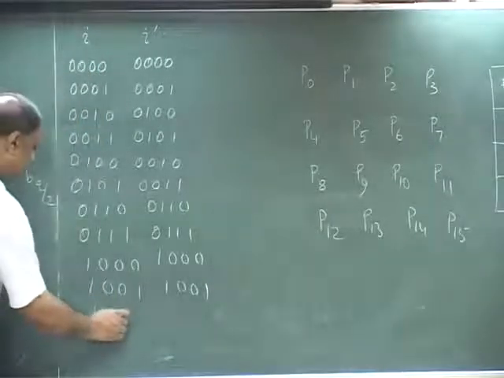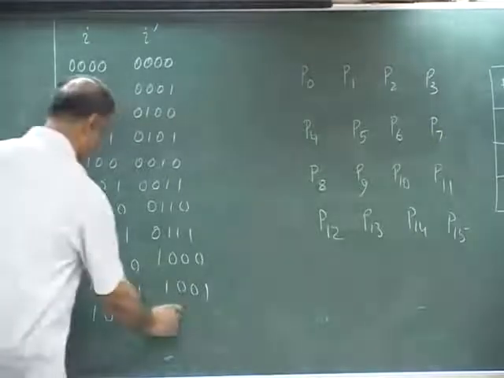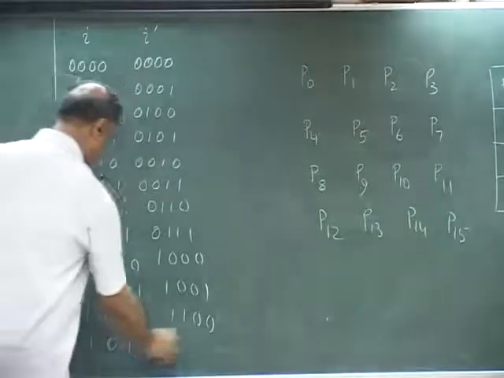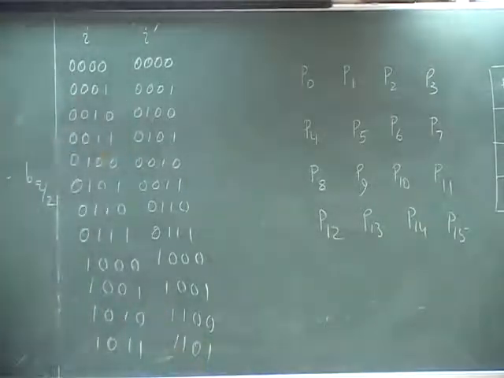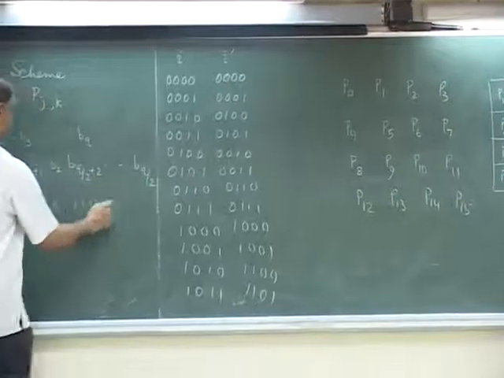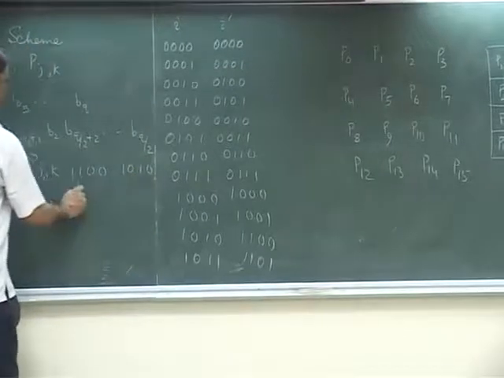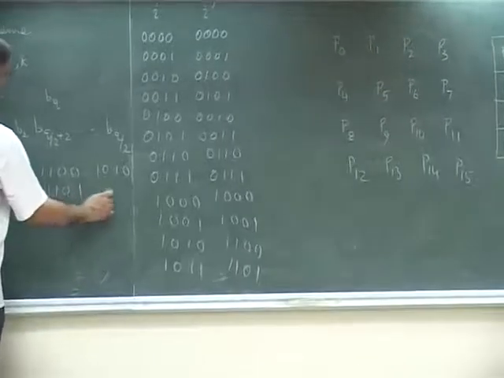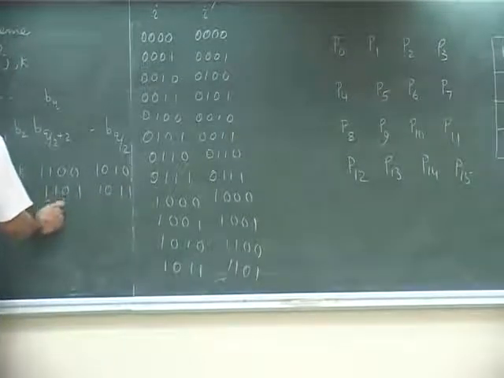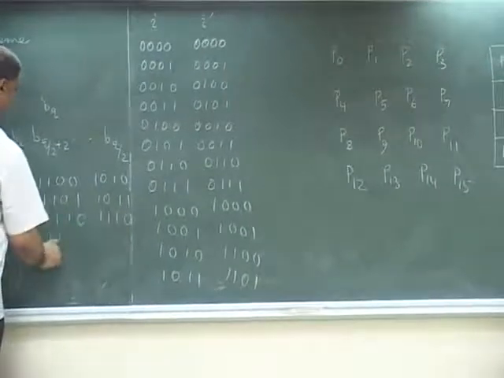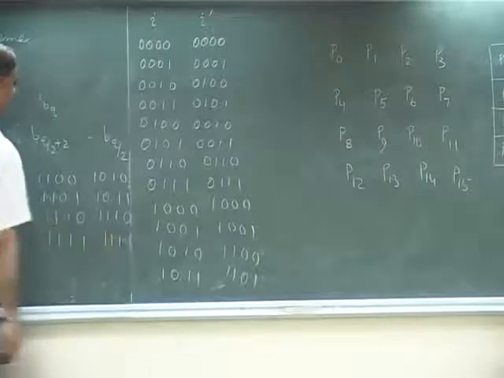Then you have 1, 0, 1, 0. This becomes 1, 1, 0, 0. This is 1, 0, 1, 1. So it becomes 1, 1, 0, 1. Then you have 1, 1, 0, 0. This becomes 1, 0, 1, 0. Then you have 1, 0, 1, 1. Then you have 1, 1, 1, 0. And you have all ones, which is all ones.